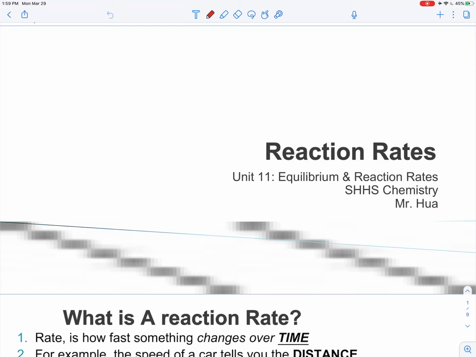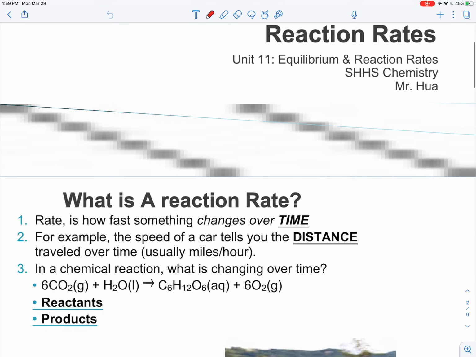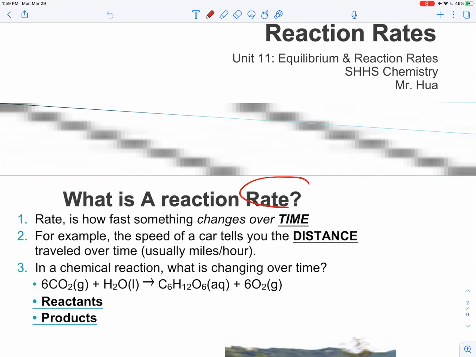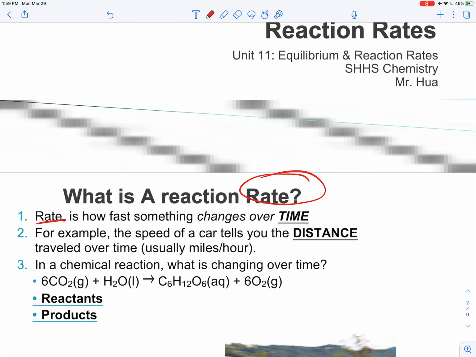What's up, everyone? Today we are going to talk about reaction rates. So what is a reaction rate? First, let's break down this word rate. So rate is simply anything that changes over time.